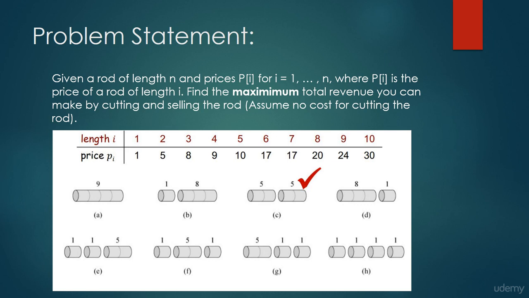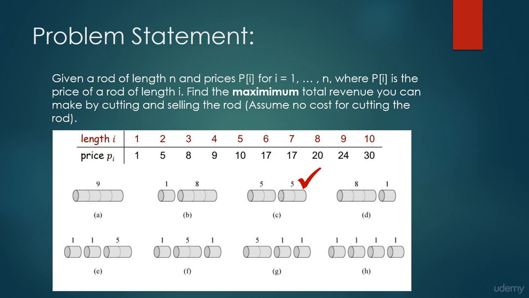I can also cut it into 2 and 7 to get $17 plus $5. I can even cut it into 3 parts. So let's say I cut it into 2, 2, and 5, and that will give me $20: 5 plus 5 plus 9. Or I can cut it into 5 and 4. There are so many different possibilities of how you can break a rod into smaller rods and then sell them, and you want to maximize the profit. And that's basically what the problem is asking for.